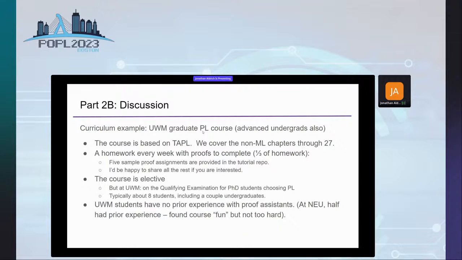The course is elective. I don't get a lot of students taking it, but it is on the topic list for the qualifying exam for PhD students, so I get a few people.